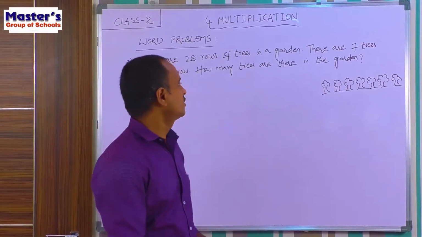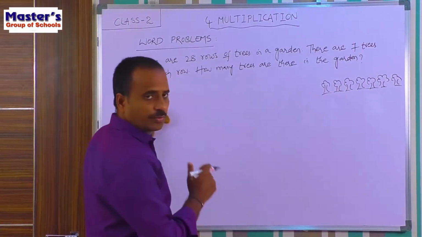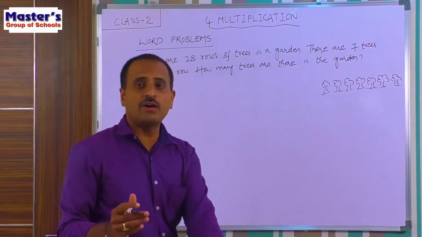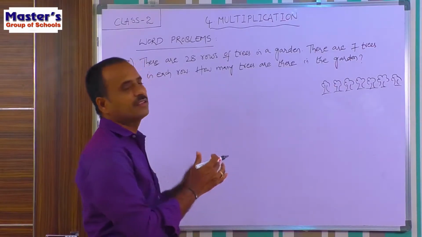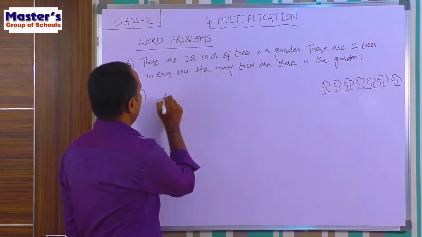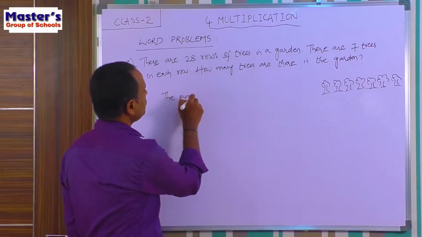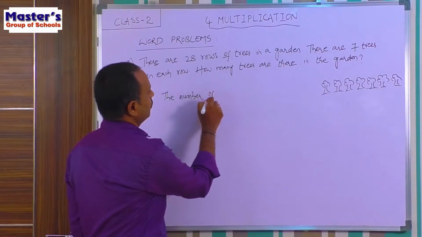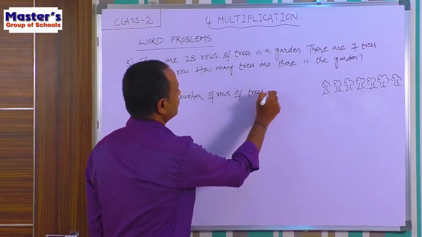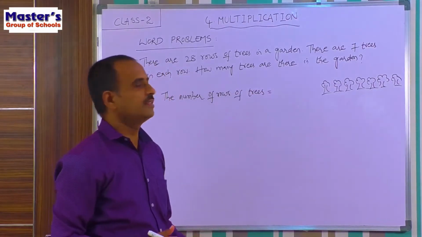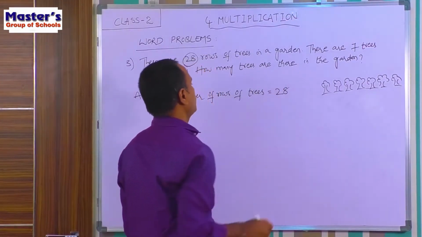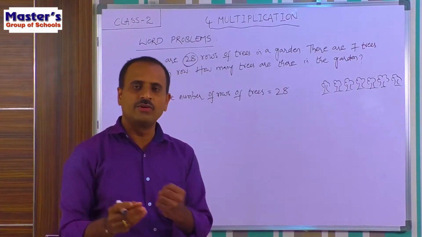So children, first write the steps for this word problem. How can we write the steps? First we have to write the number of rows in the garden. How many rows of trees are in the garden? There are 28 rows of trees. So the number of rows of trees is equal to, how many rows of trees are there? There are 28 rows of trees. So write 28 here. The number of rows of trees is equal to 28.